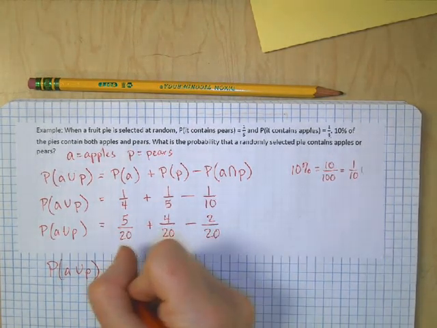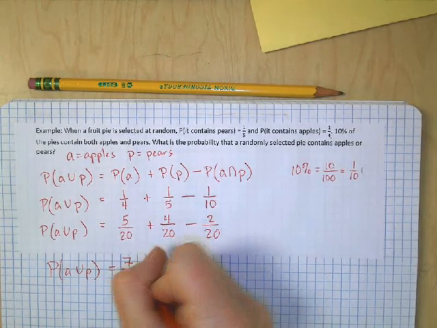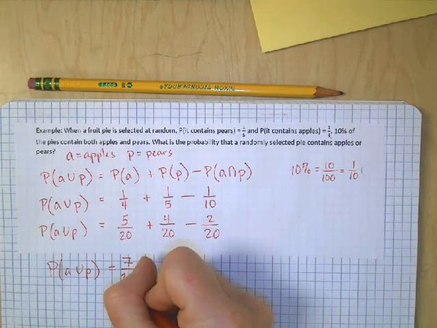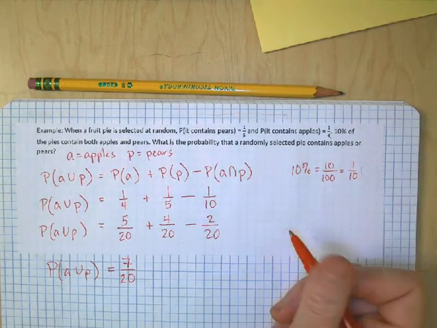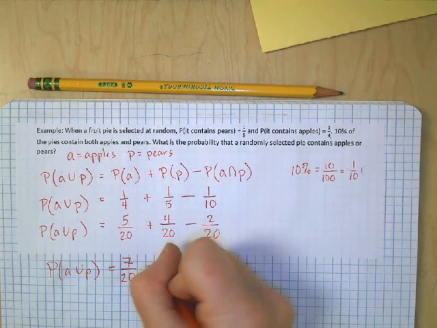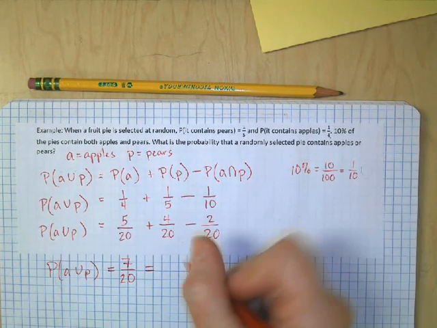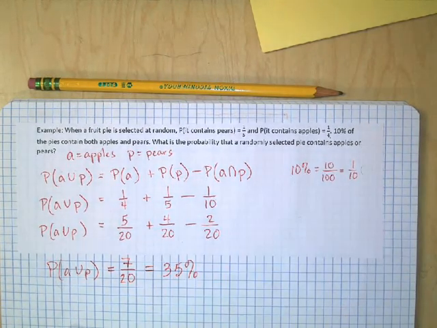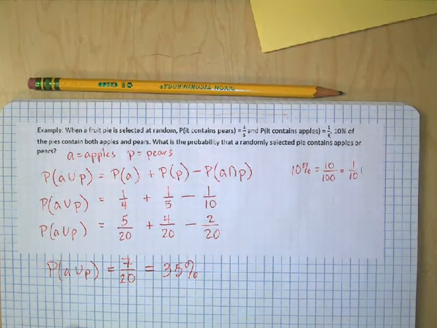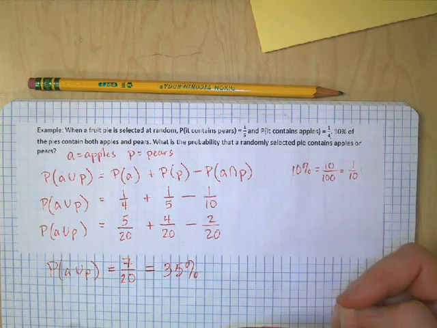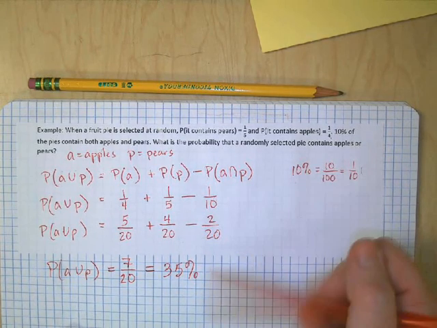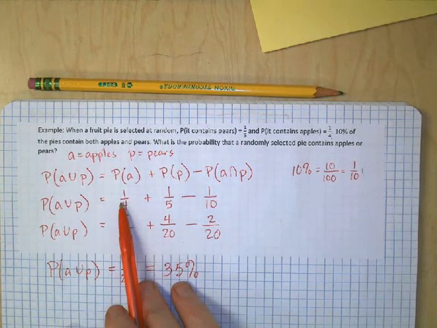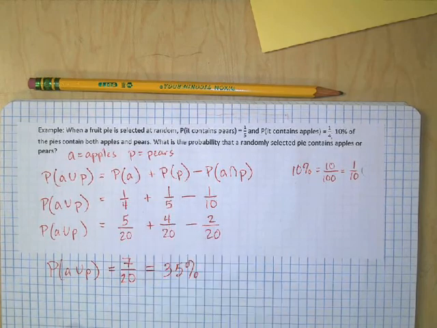So my probability of selecting apples or pears is 7 out of 20, and I can change that to a percent, and that happens to equal exactly 35%. So I have a 35% chance that a randomly selected pie contains apples or pears. Because there is some overlap. There are some pies that contain both, so I had to subtract that off. I couldn't just add the probability of pears and the probability of apples.